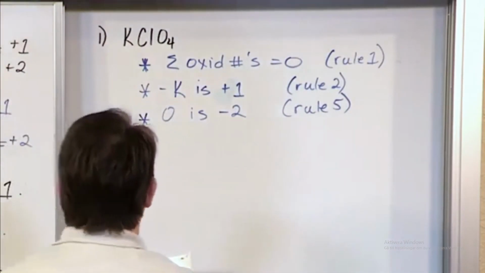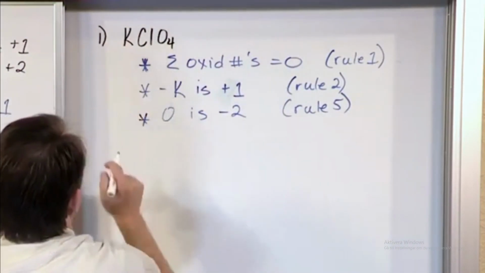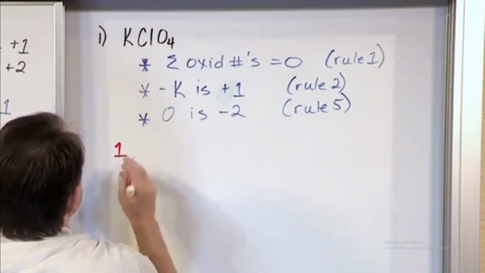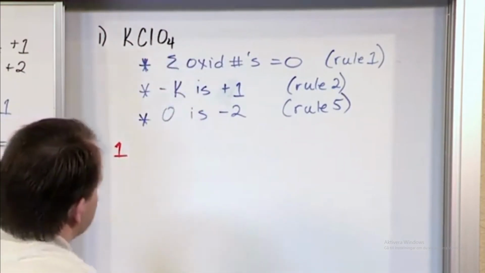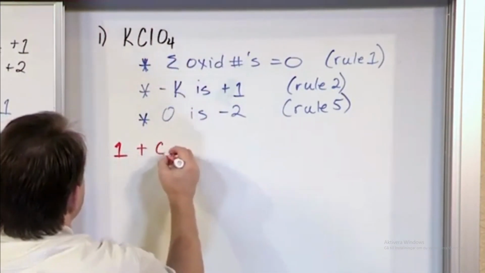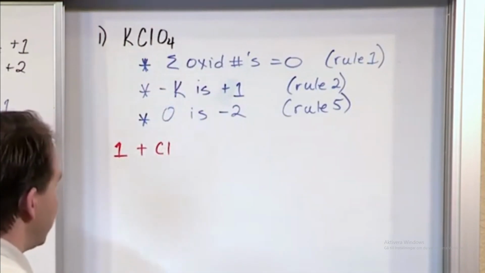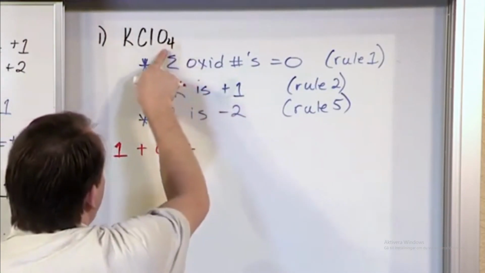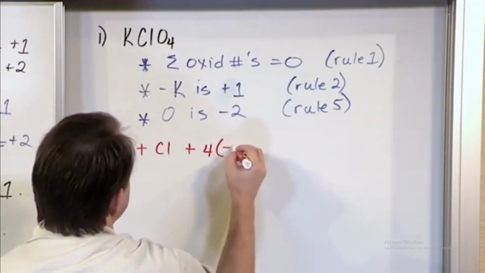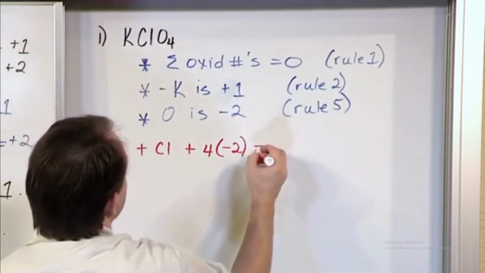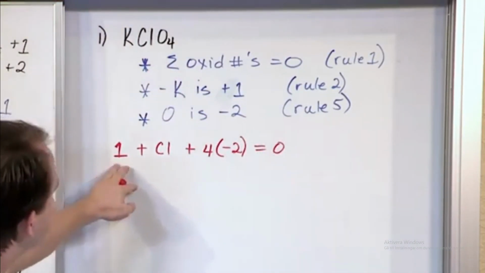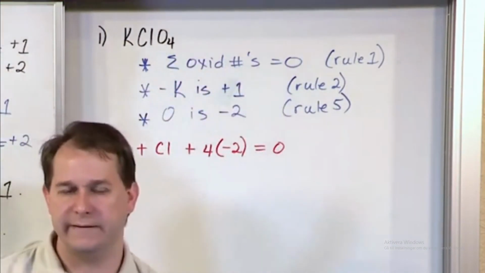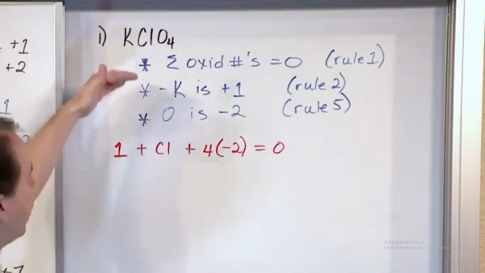So let me see if we can use this. What is the oxidation number of potassium here? We just said it was +1, so I'm going to say 1. What is the oxidation number of chlorine? I don't know what it is, so I'm just going to put Cl there because I don't know what that oxidation number is. What is the oxidation number of oxygen? Well, it's -2, but I have 4 atoms here, so I have to say 4 atoms times -2 for each one. And all this stuff has to be equal to 0. What I am doing here is applying rule number 1, which is the very first rule in all of these things.